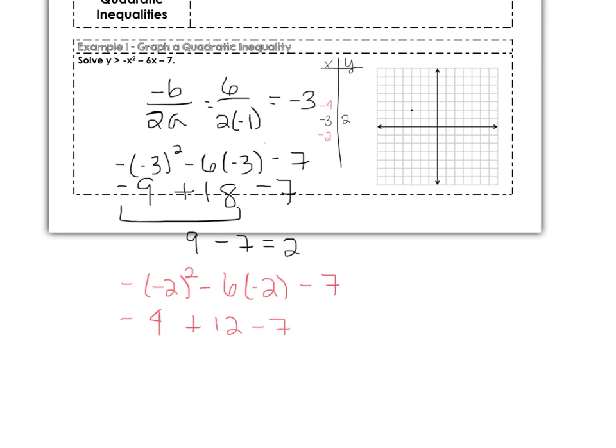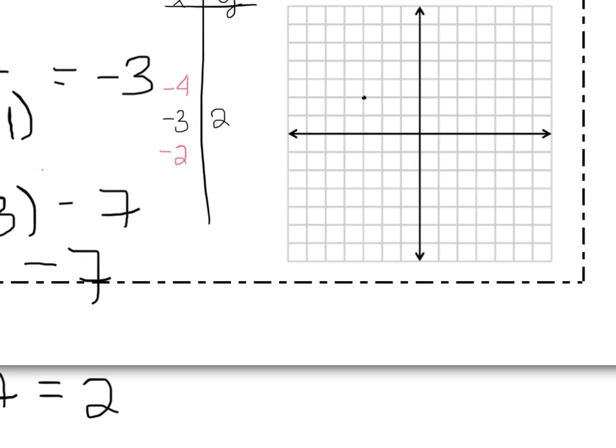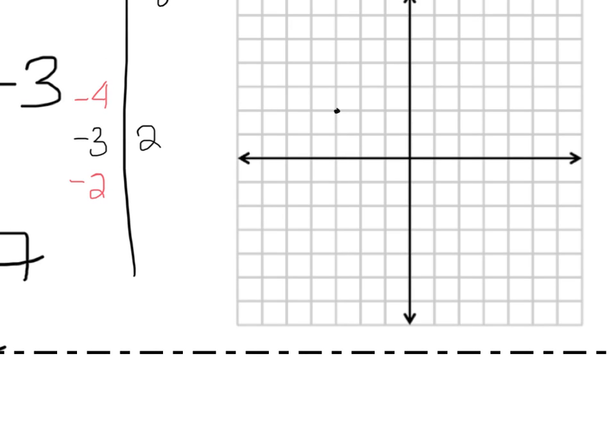Negative 4 plus 12, that's going to get me positive 8, and 8 minus 7 equals 1. So then at negative 4 and negative 2, we have y values of 1. Plot them. All right, another point that we can use is the fact that negative 7 is going to be our y-intercept. So I can also plot that. It's going to be down here. And I'm just going to connect the dots. You should probably have more precision than I do.